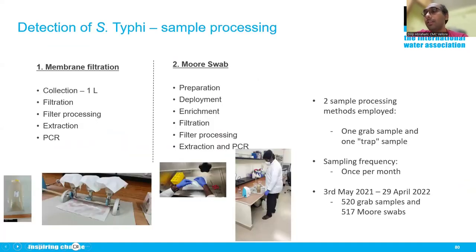And we had 40 sampling sites. We are sampling once a month. We were doing both trap sampling by MUSAB and grab sampling by membrane filtration. Next slide.